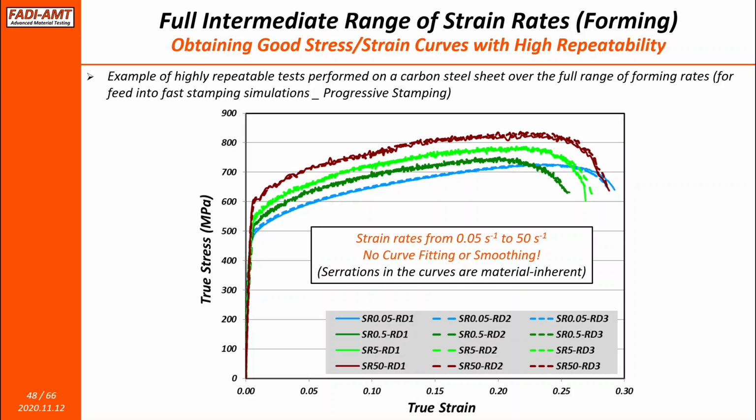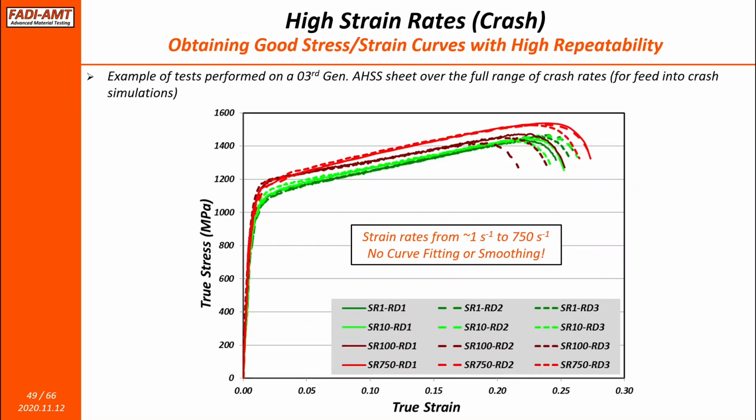The serrations in the curves are not driven by the test itself. This is actually material response, because you can see the blue curves are very smooth, but at higher rates, this material exhibits this response as the deformation rate increases. And you will see some of that in some of the aluminum alloys as well.